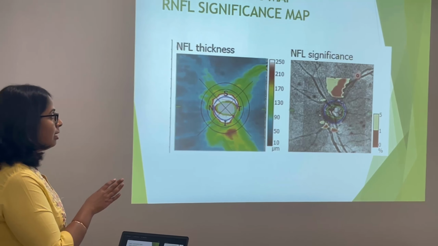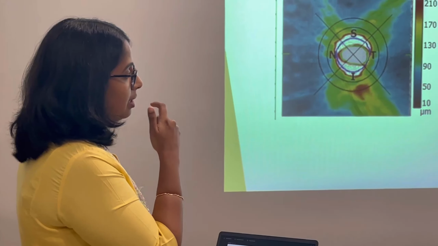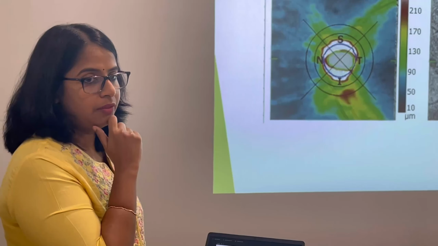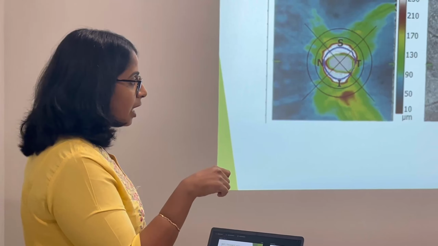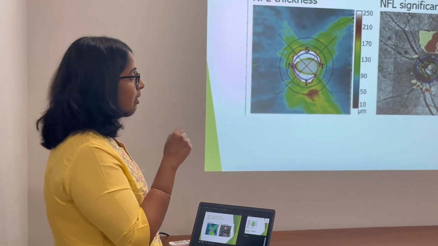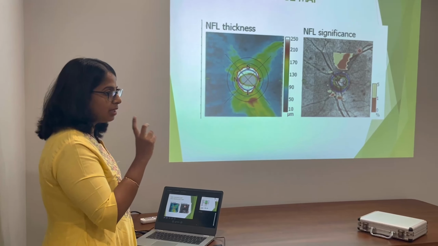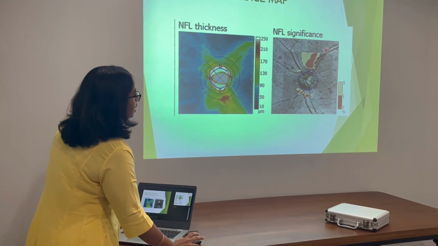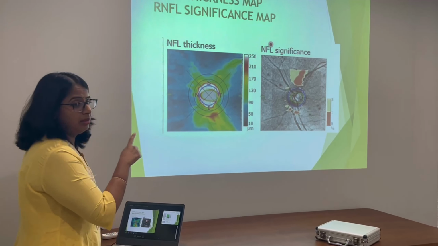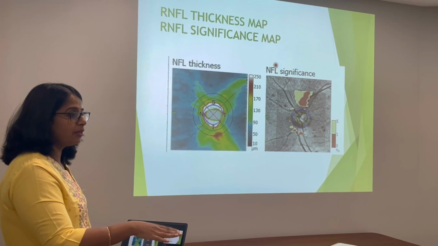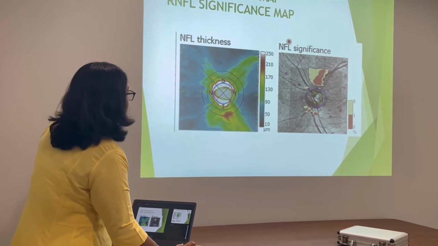This is the significance map. This is the fundus image, and here the disc margin and the cup margin will be marked. We have to check that it is correct. Then the color coding is there with the p-value significance. A p-value less than 5% is color coded yellow, and red is when the p-value is less than 1%. So we will see the damage, the thinning, in the significance map. This is the easiest part to look at to see if there is any RNFL defect.